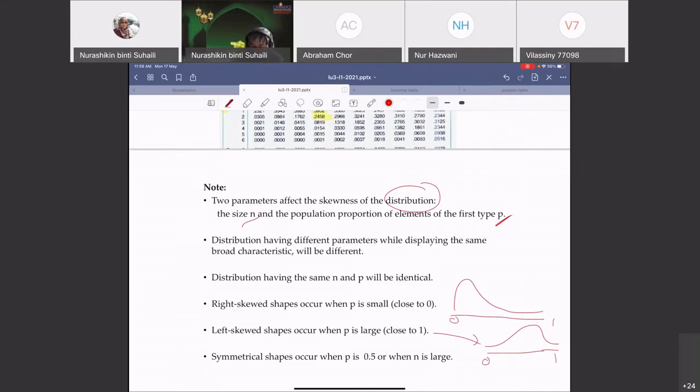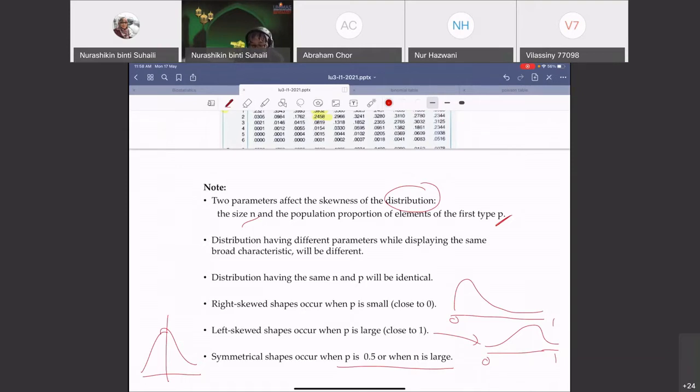Symmetrical shapes occur when P is 0.5 and when N is large. So this one, symmetric, is when it is here. When it is equally distributed, actually. Yeah, 50-50, when N is large.